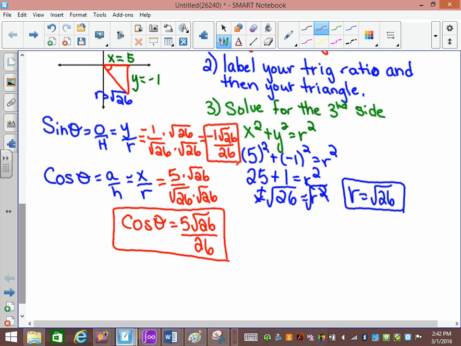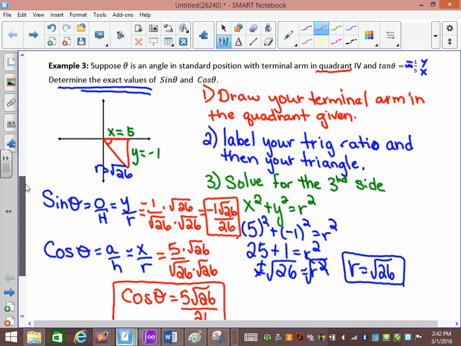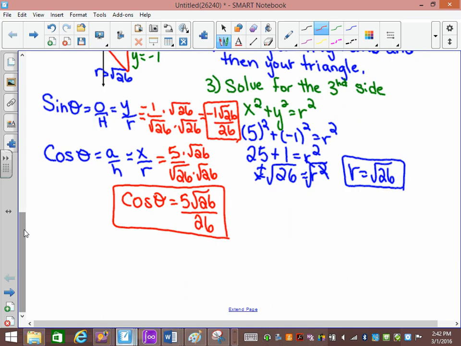Now, like I told you guys yesterday, I could ask this as a question. It's the exact same question. I could say, suppose theta is an angle in standard position with a terminal arm in quadrant 4 and tan theta equals -1/5. Determine the exact value of cos theta in the form a root 26 over b. What's a times b, right? Forcing you to get into this form. All right, flip over.